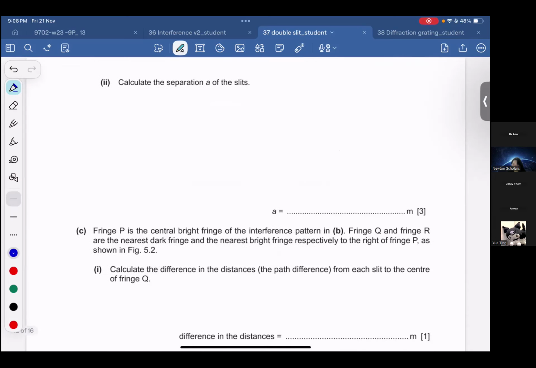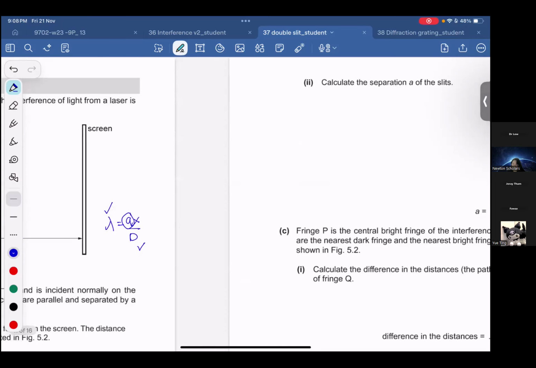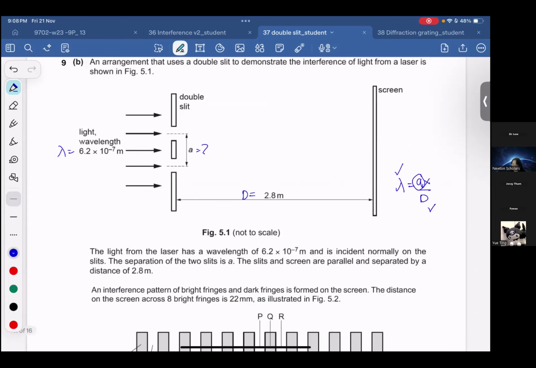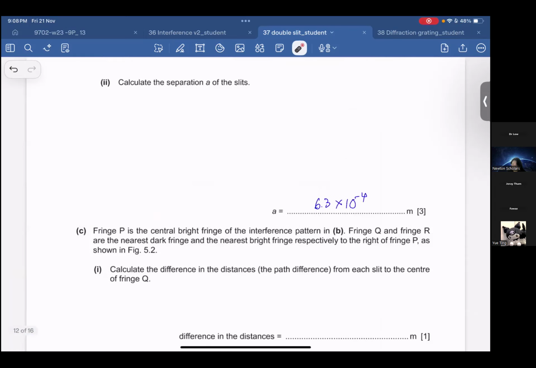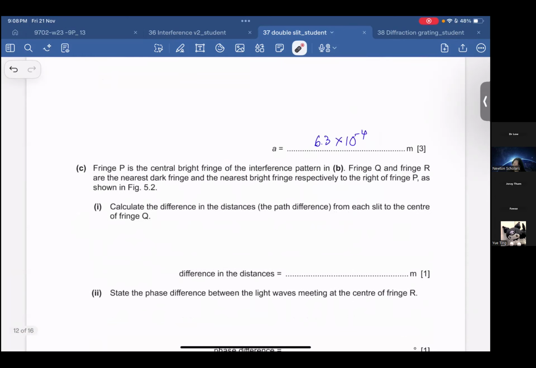All the values you have, you write down the final answer, 6.3 times 10 power of negative 4 meter. Just substitution only. The not challenging part is this part only. We have to know this basic knowledge, that this is x. So you write down the final answer. The main thing is actually I want to discuss about this.